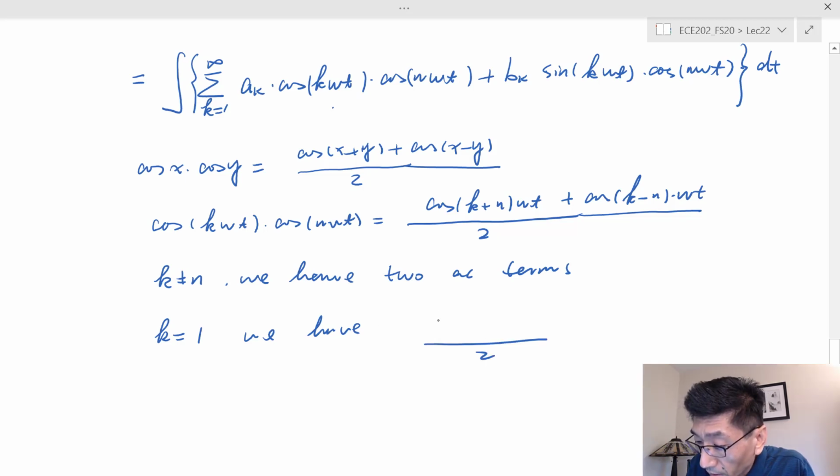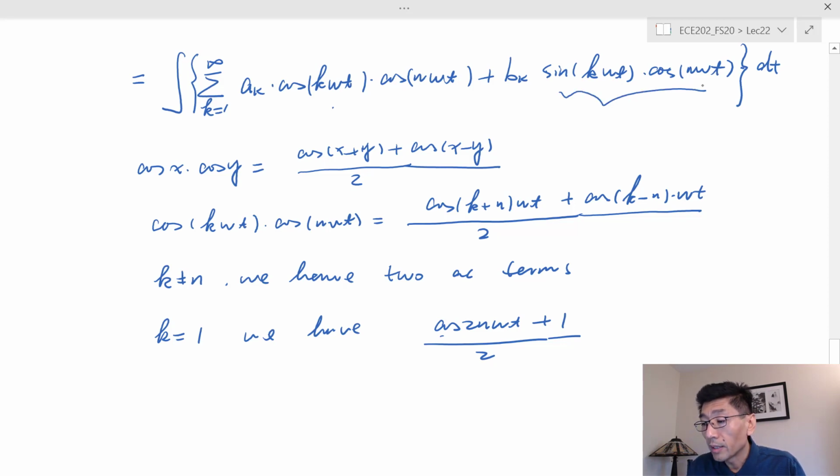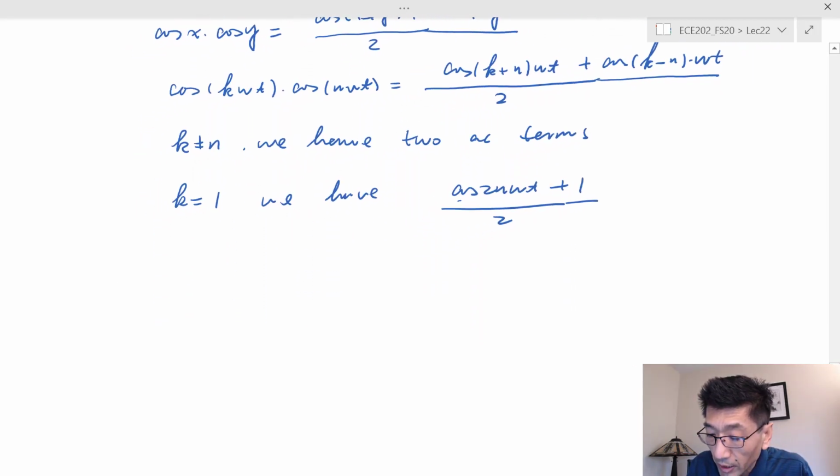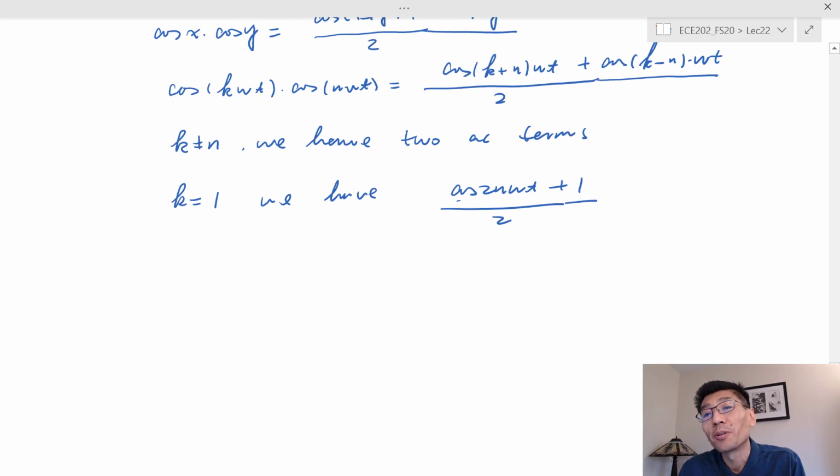If k equals n, we have one half of cosine 2n omega t plus 1, because cosine 0 is 1, right? So the first term, the AC term, is going to integrate to 0. Also, for the sine times cosine term, if we use the trig identity, this will always be an AC term or 0, so the integration for that one is always going to be 0. The actual integration, I have a more detailed derivation in the Google Colab notes. If you're interested, you can take a look at that.